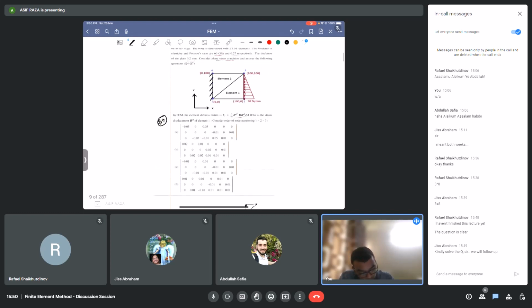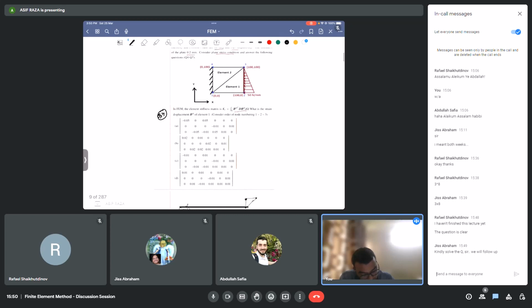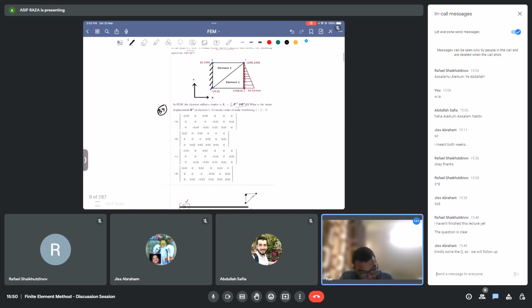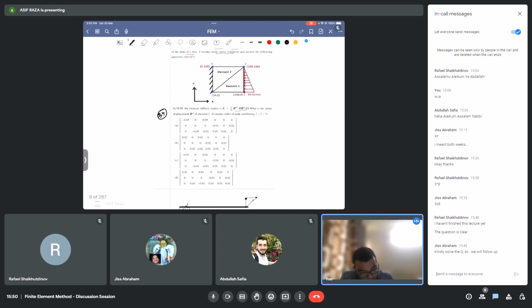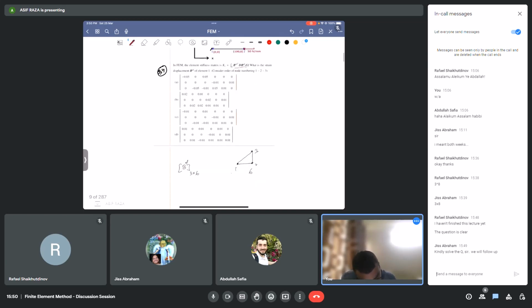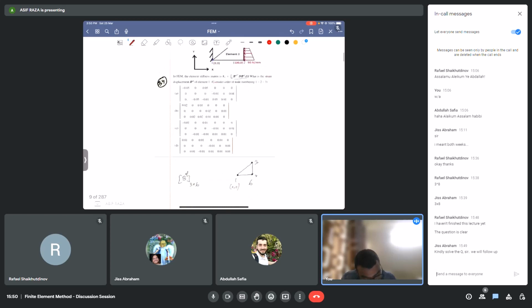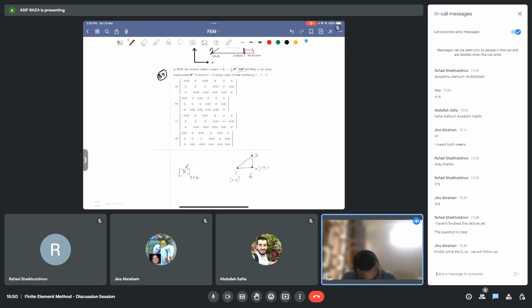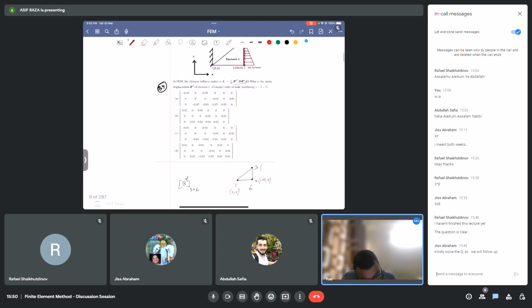Now we need to see element 1, which has the configuration as this. Nodes 1, 2, 3, with coordinates 0, 0, then 100, 0, and this one as 100, 100.